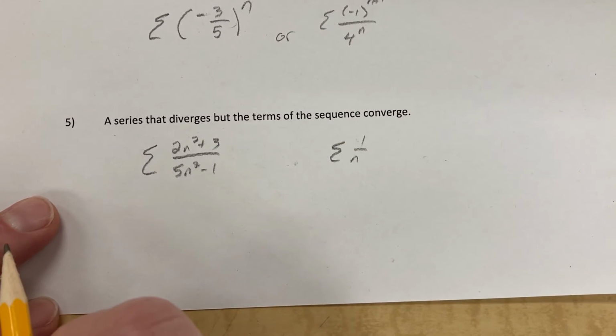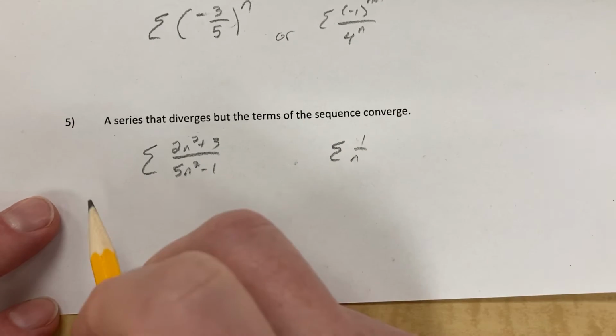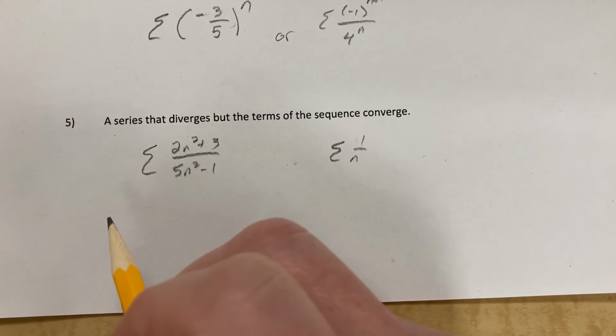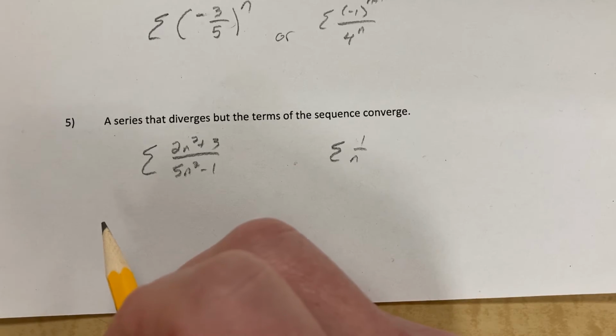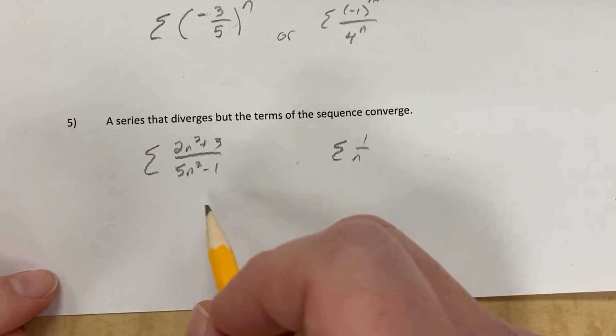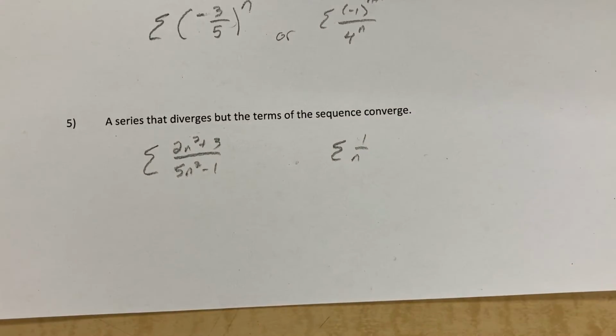So anything that converges to a number like that, or maybe it does converge to 0, like 1 over n, the harmonic series, but we know that that also diverges. While the terms converge to 0, the series itself will get bigger and bigger and bigger. So there's 2 examples of something like that.